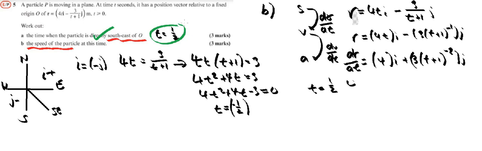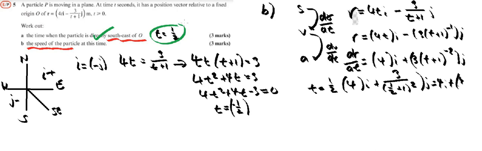So I've got 4i, no t component, plus 3 times a half plus 1, all squared. Okay, so that means I've got 4i plus 4 over 3 j. Now, remember, this is basically a velocity vector because I've differentiated a position vector. So this is velocity, but I want speed.